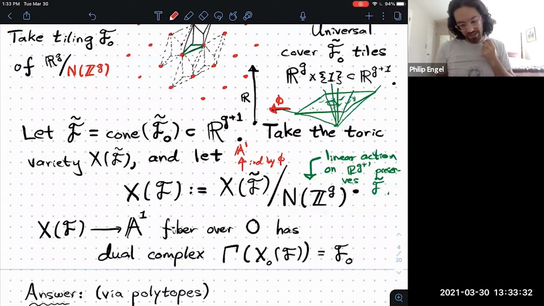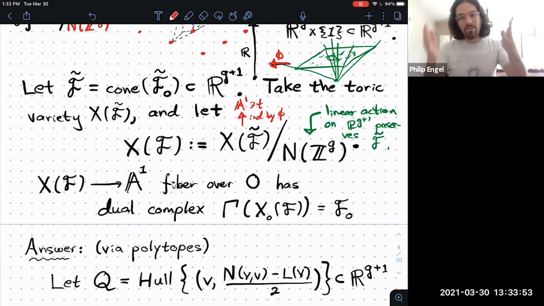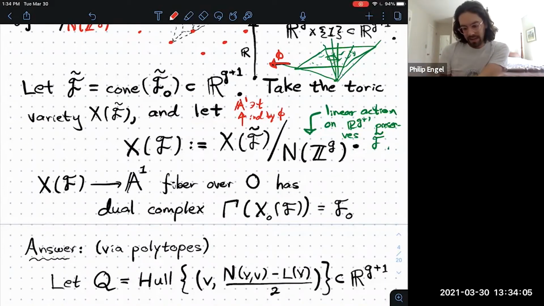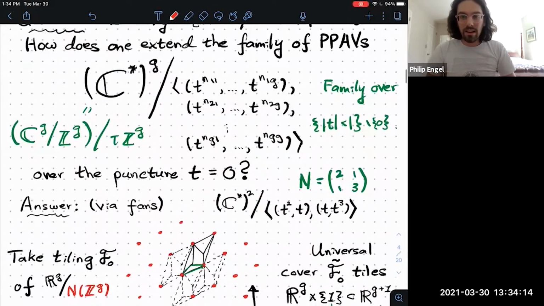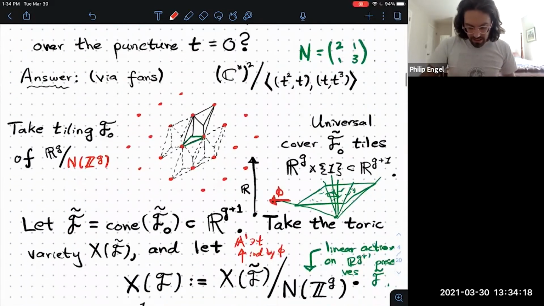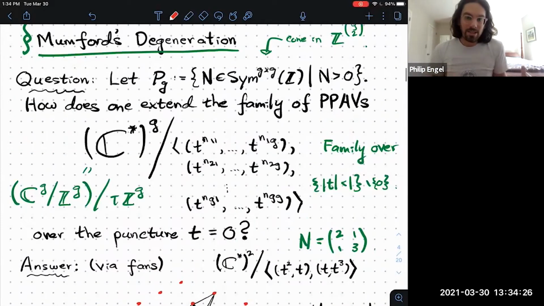So this is what I call the fan construction, and it produces a degenerating family of abelian varieties. So if we take a fiber over a non-zero point t in A1 of this X of F tilde, we just get C star to the g, a torus. And this toric action by Z to the g will then act exactly by translations of this form. And so the fibers over t non-zero are exactly our original family, okay? This is just a way to construct our original family as a certain infinite quotient of a toric variety.